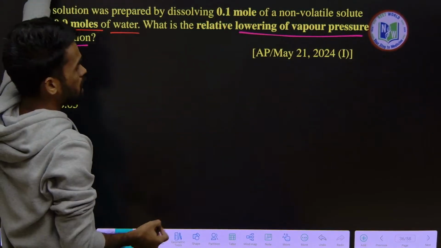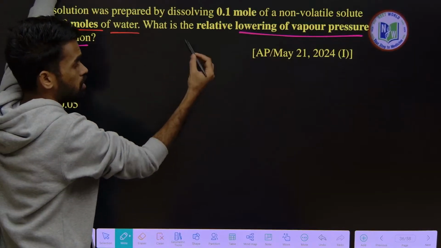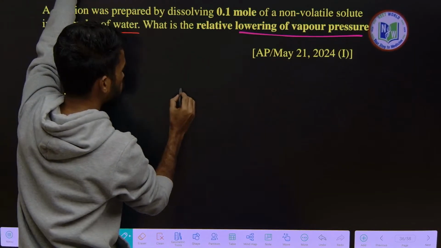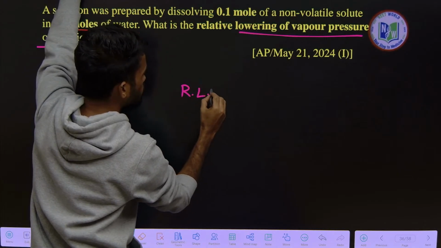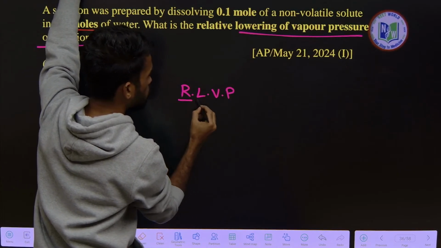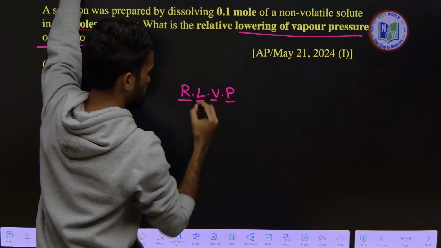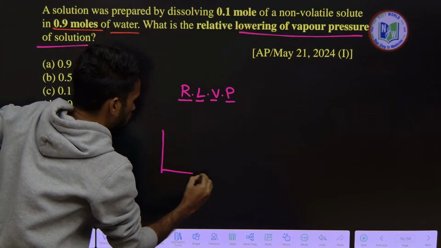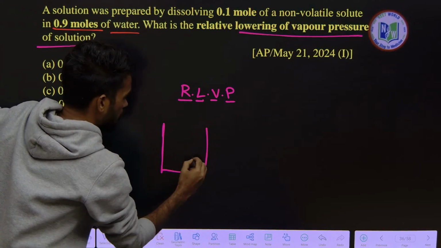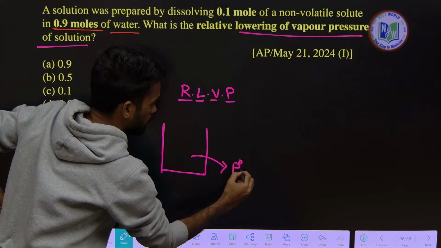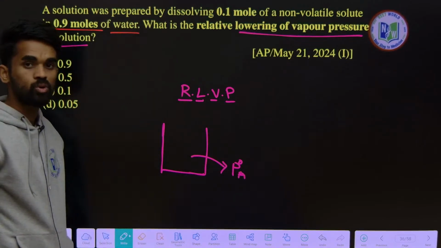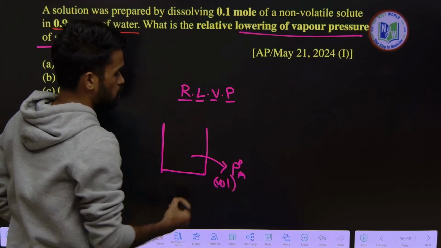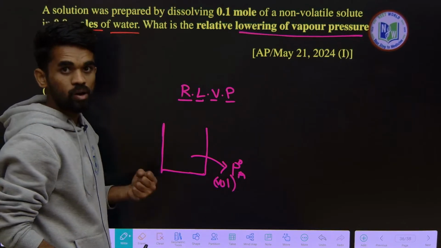It is a concept question. See, RLVP, how can we solve? If you are not aware of this concept, you can watch my previous session, that's it. So you can write RLVP, relative lowering of vapor pressure. See, I have a component here, a solvent having vapor pressure of P0A. P0A is the vapor pressure of pure solvent, which is a volatile component. So vapor pressure will be high for volatile components.